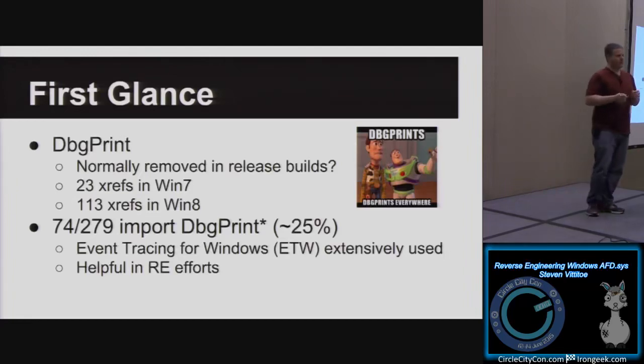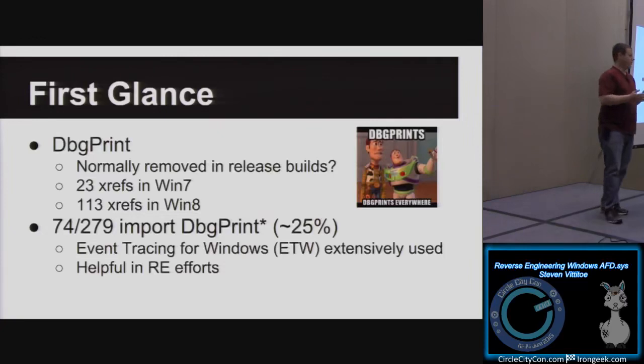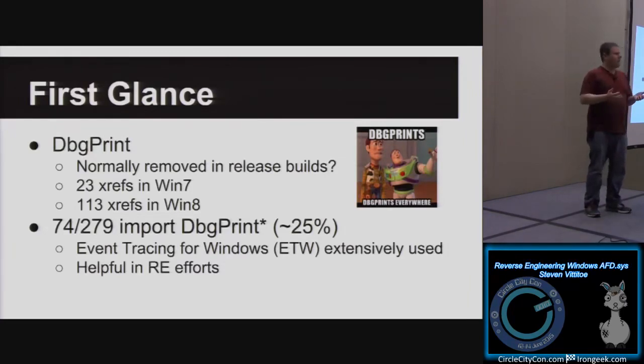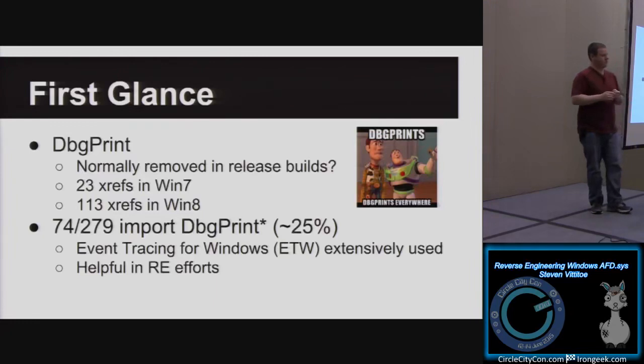And it got me thinking just a little bit, how many drivers actually implement debug print? How many of them are doing this? And it turns out it's about 25%. So of the 280 some drivers that were on a system, 74 of them imported DbgPrint or DbgPrintEx. I don't know why. This has to be like a debugging thing for Microsoft, but they've enforced to their device driver manufacturers to use this system called Event Tracing for Windows, or ETW.